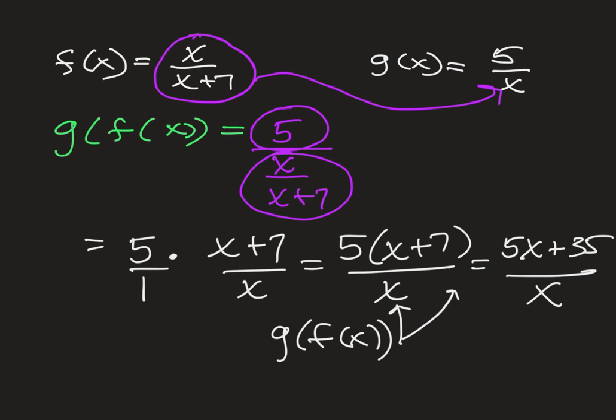Okay, so hopefully that helps finding the composite function when the two functions given are rational, when they have variables in the denominator and fractions.